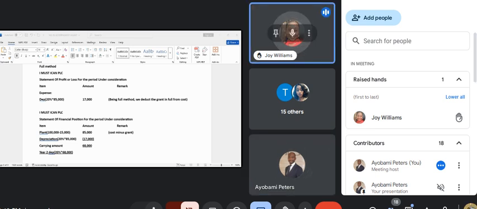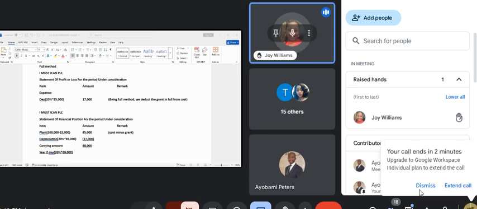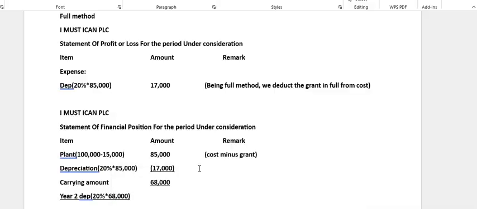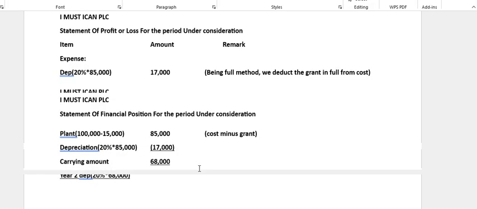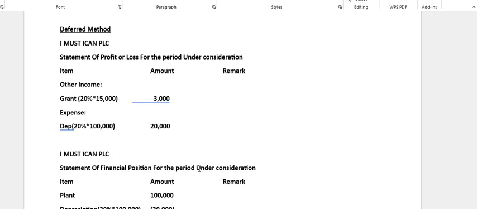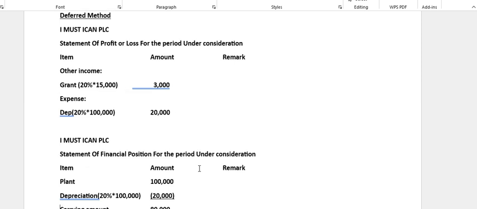Please, I would like to screenshot the deferred tax solution, the deferred method. Okay, you have just 1 minute to do that. Go ahead, please. All right. The deferred method. Look at it here. It's just here. Okay, thank you, sir.